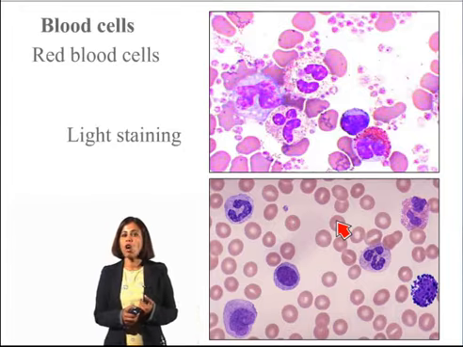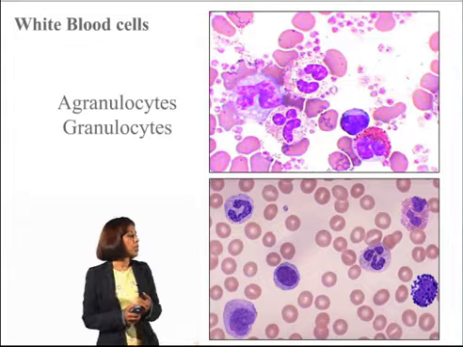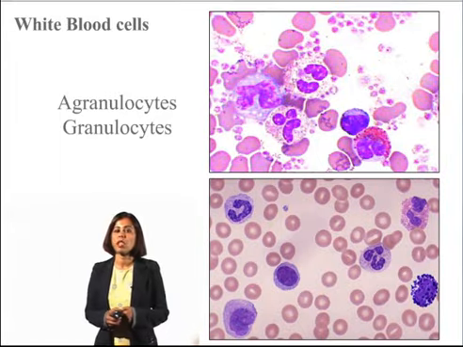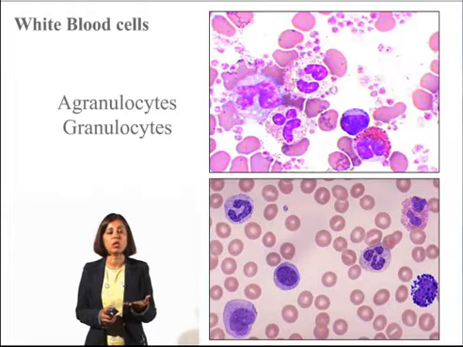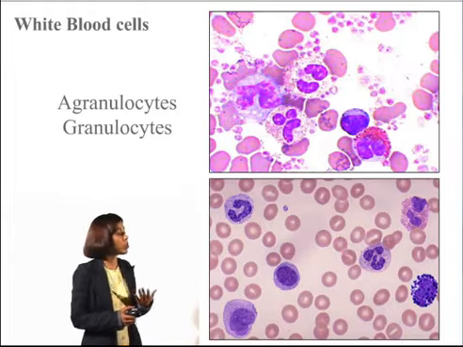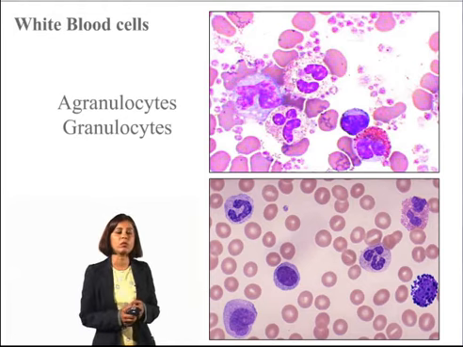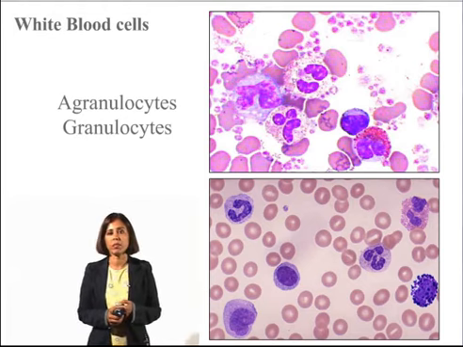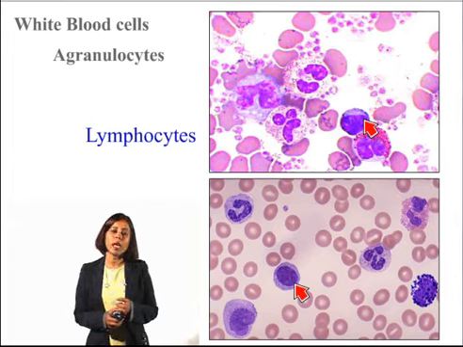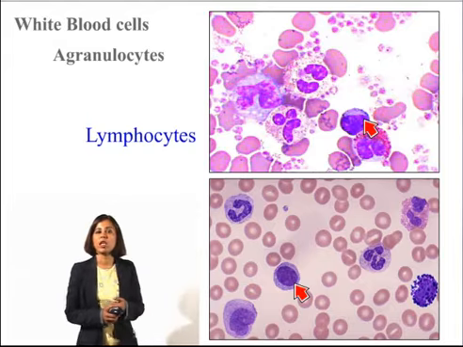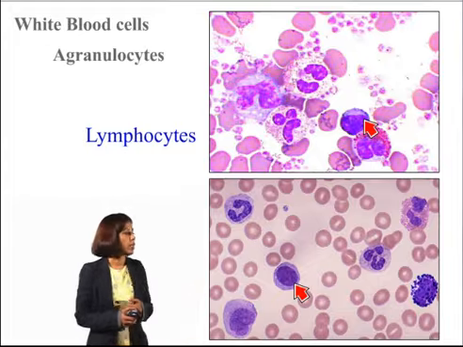Let's now move on to white blood cells. And when you see white blood cells, they are basically classified into those with granules and those without granules. The ones without granules we call agranulocytes, and the ones with granules we call granulocytes. Let's begin with agranulocytes first. And the first cell we're looking at is the lymphocyte.